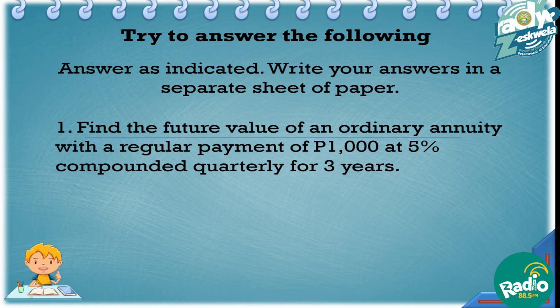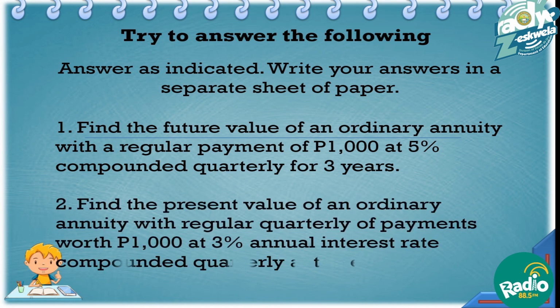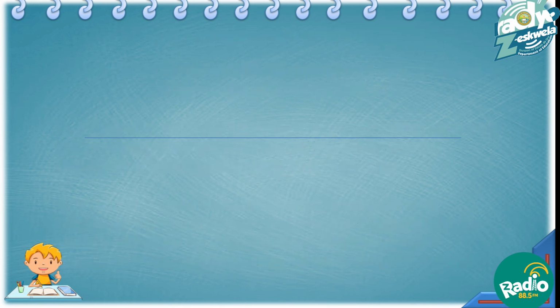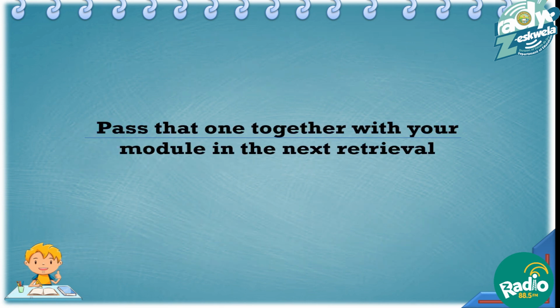Number 1. Find the future value of an ordinary annuity with a regular payment of 1,000 at 5% compounded quarterly for 3 years. Number 2. Find the present value of an annuity with regular quarterly payments worth 1,000 at 3% annual interest rate compounded quarterly at the end of 4 years. Submit that together with your module on the next retrieval.